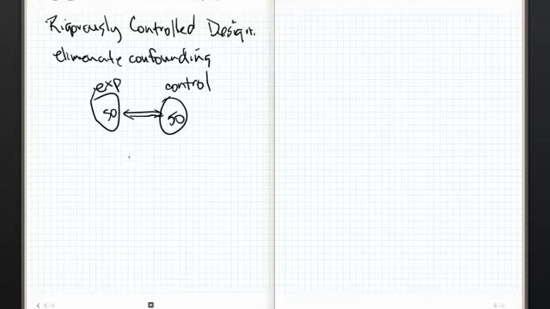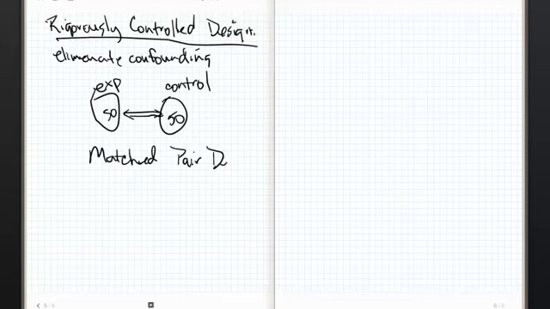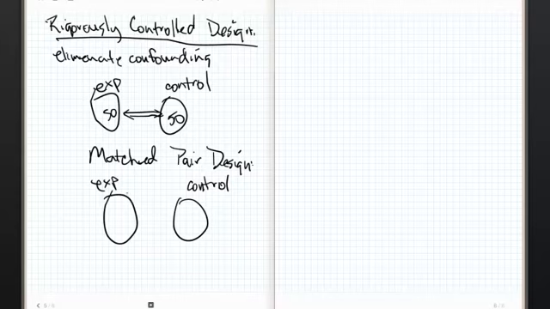Another way to do this, think of this as a tertiary level, is called a matched pair design. And this is another rigorously controlled design technique. Think about how much work something like this would take. I have my experimental group. I have my control group. What I'm going to do is, let's say that I've got data value x1 over here. I want to make sure that I have data value x1 over here that looks as much like this one as possible.